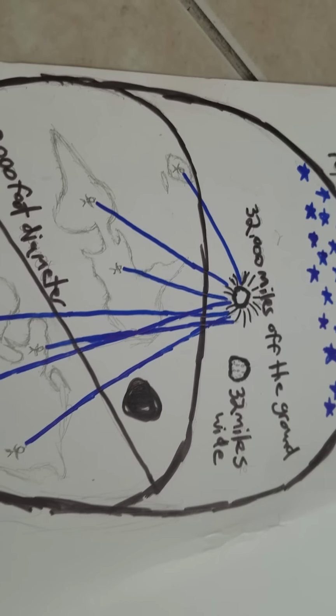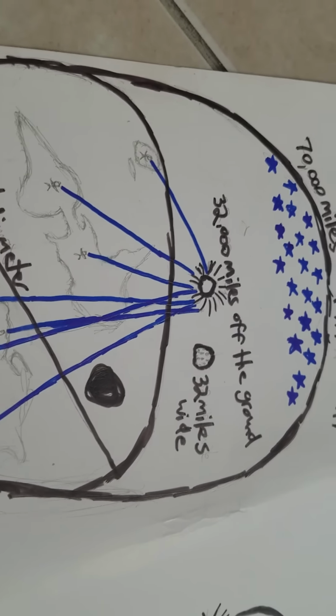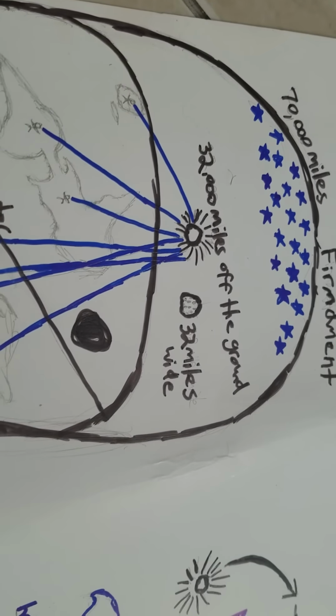Don't be stupid. Look at this. If this was your flat earth model, this would be your result. All the people across the planet would see the sun at the same time. Okay?